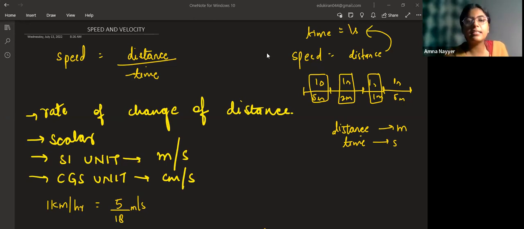Right. So in the last class, we had started with speed and velocity. We could only complete speed, till average speed we did, and some questions of average speed were left.